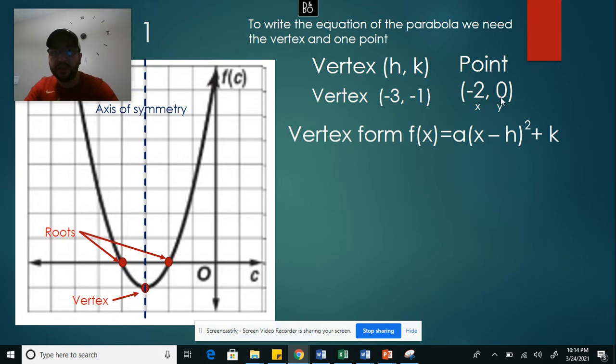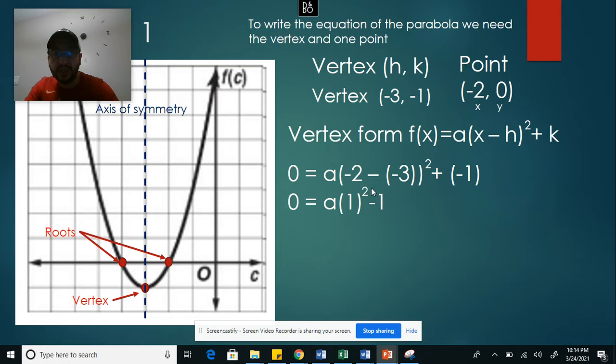Like f of x, we know is the same as y, so it will be 0. A, we don't know what is the value of a. X is going to be -2, and then minus h, and h is -3. So don't get confused. It's not -3, it's minus -3, to the second power plus k, which is -1. Then we're going to simplify. -2, this becomes positive, so -2 plus 3 will be 1 squared, and this one is obviously -1. So 1 squared is 1, 1 times a is a, and then we have this equation. We can solve for a.